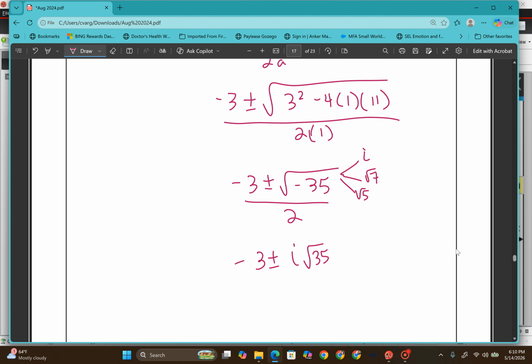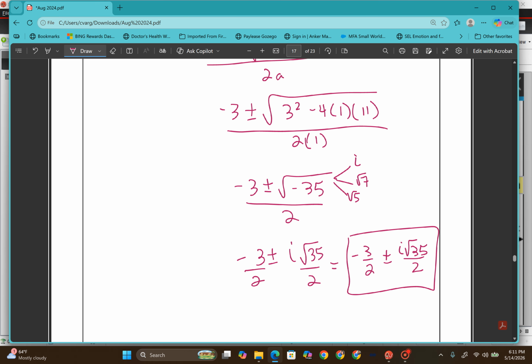Since the question says write it in a plus bi form, let's back up. We're going to divide this by 2 and divide this by 2. So your final answer, negative 3 over 2 plus or minus i radical 35 over 2. This is your final answer for the question.